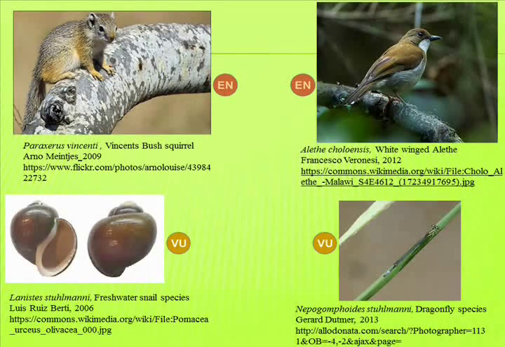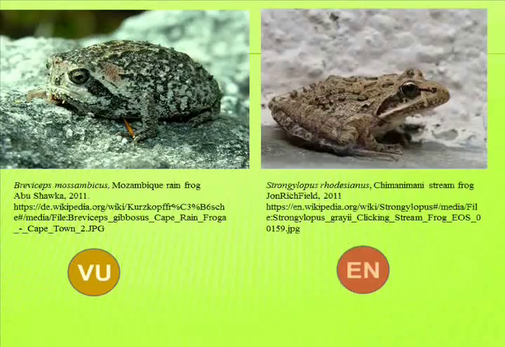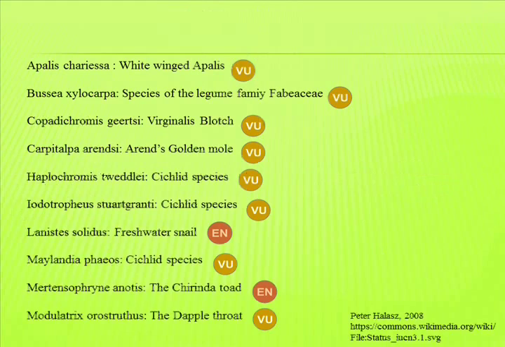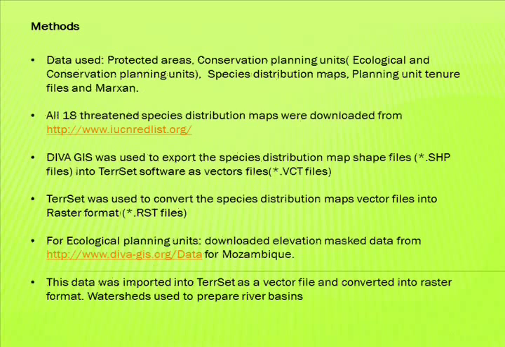These are more of my threatened species. As you can see, 2 of them are actually endangered. The first being the Vincent's bush squirrel and the second being the white-winged alethe. I've also included frog species. These are the rest of my threatened species for which how my results were generated.